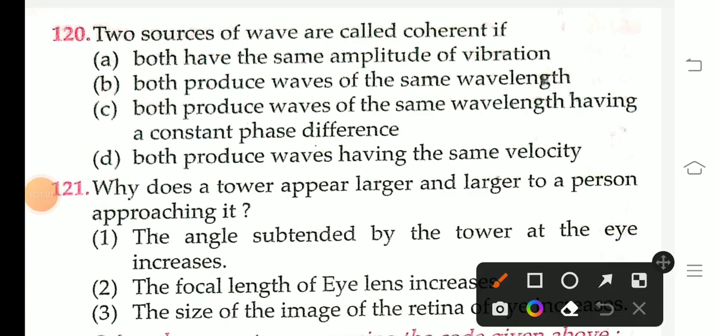Two sources of waves are called coherent if. Right answer option C. Both produce waves of the same wavelength having a constant phase difference.